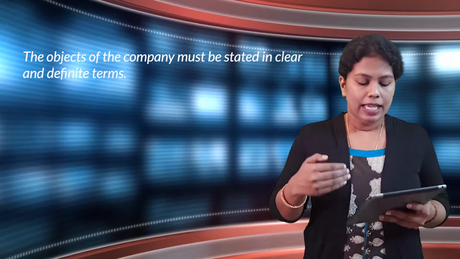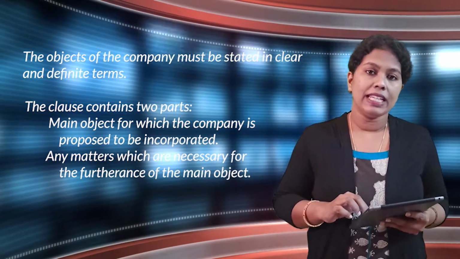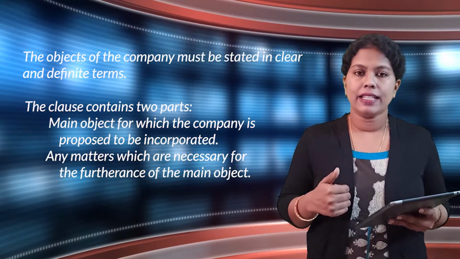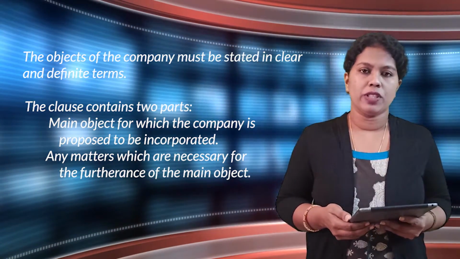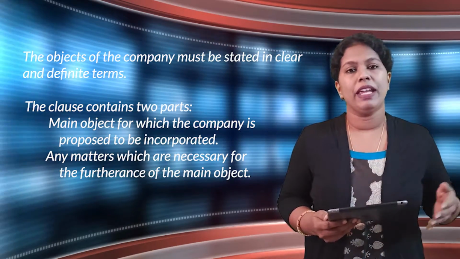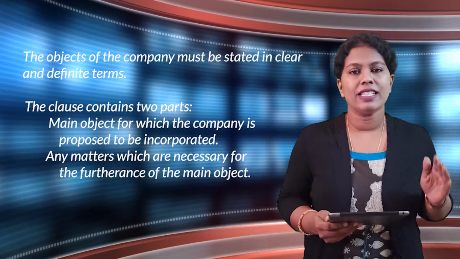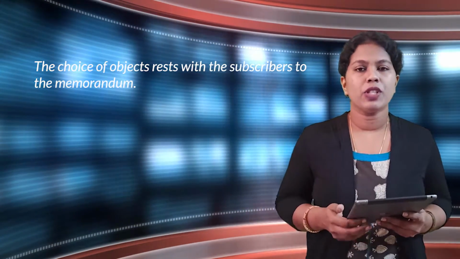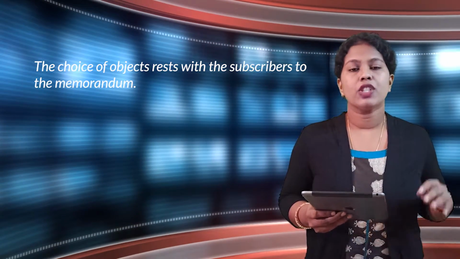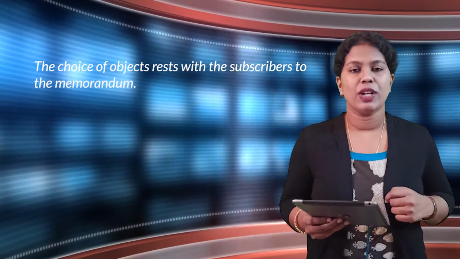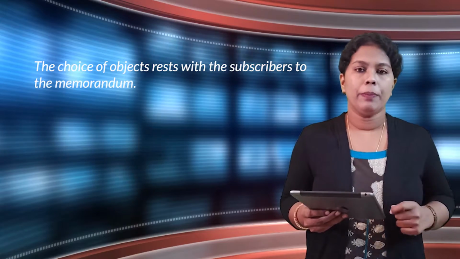As I said earlier, the main object for which the company is incorporated, as well as any matters that are necessary for the furtherance of the main object. That is, any other secondary object that is necessary to fulfill the main object also will be included in this object clause. Now, the choice of object again vests in the hands of the subscribers to the memorandum. That is, the choice of selecting the objects for the company rests in the hands of subscribers of the memorandum.